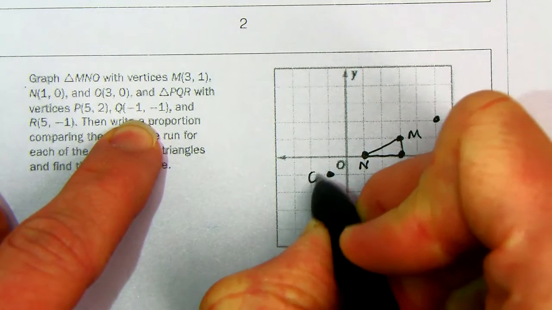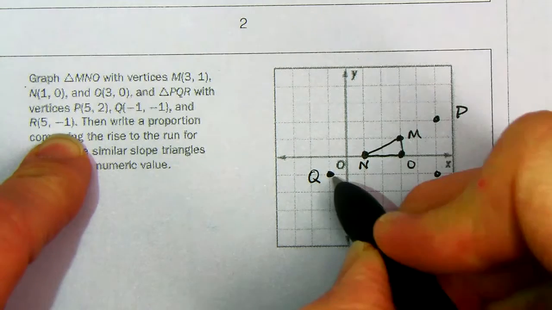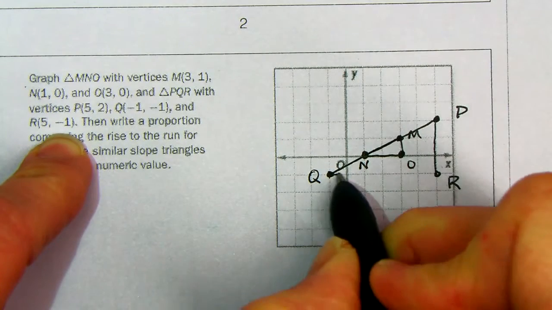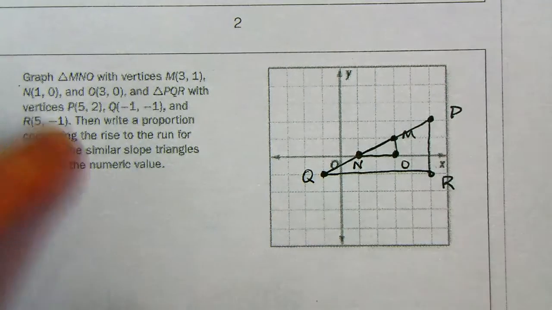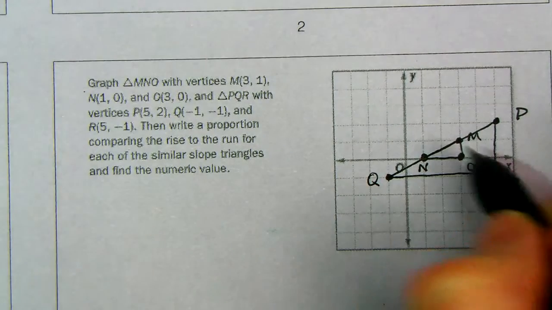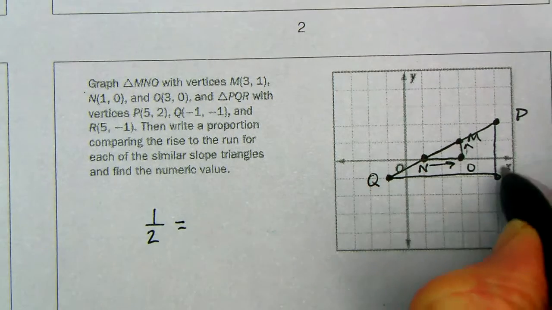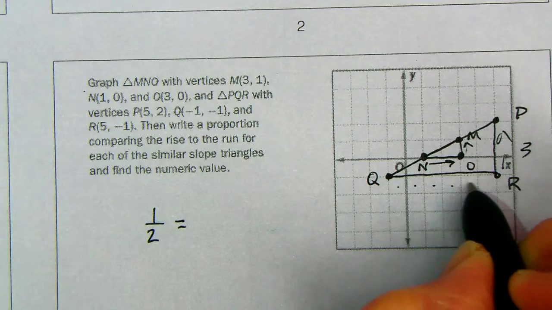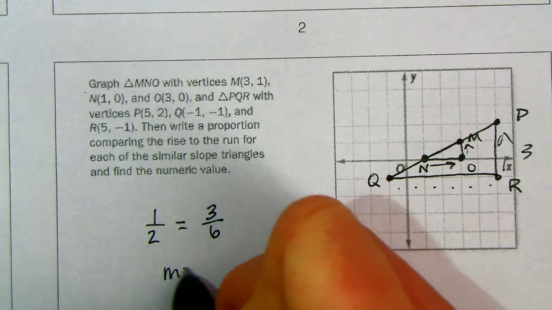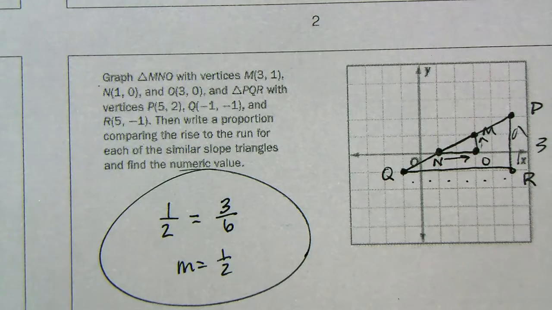This one's kind of cool because it goes right around it. But you'll see that the hypotenuse for both the larger PQR and the smaller MNO are on the same line. So if I find, this is up 1 to the right 2, so that'd be 1/2. And this is up 3 to the right 6, so 3/6, and they are equal, and the slope is 1/2. That's your answer. That's what they're looking for. Write a proportion comparing the rise to the run, find the numeric value. Rise over run, 1/2. There you go.